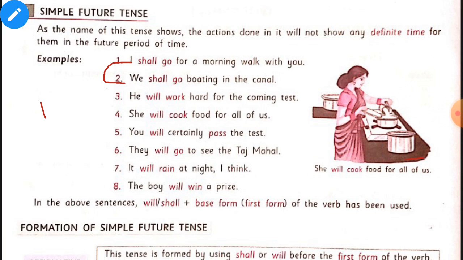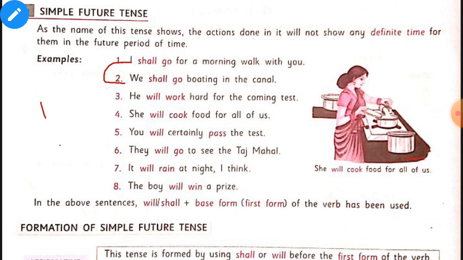Fourth is, she will cook food for all of us. And fifth is, you will certainly pass the test. They will go to see the Taj Mahal. It will rain at night, I think. And the eighth is, the boy will win the prize.